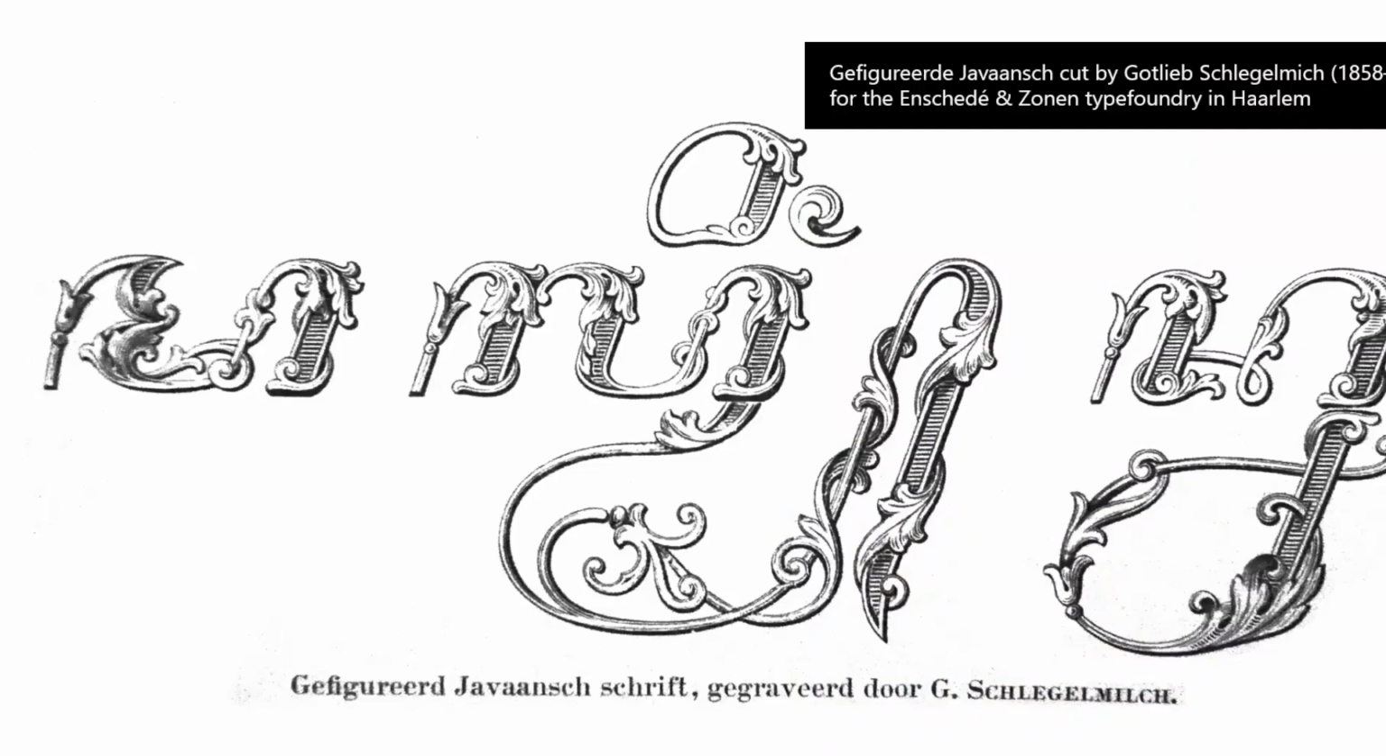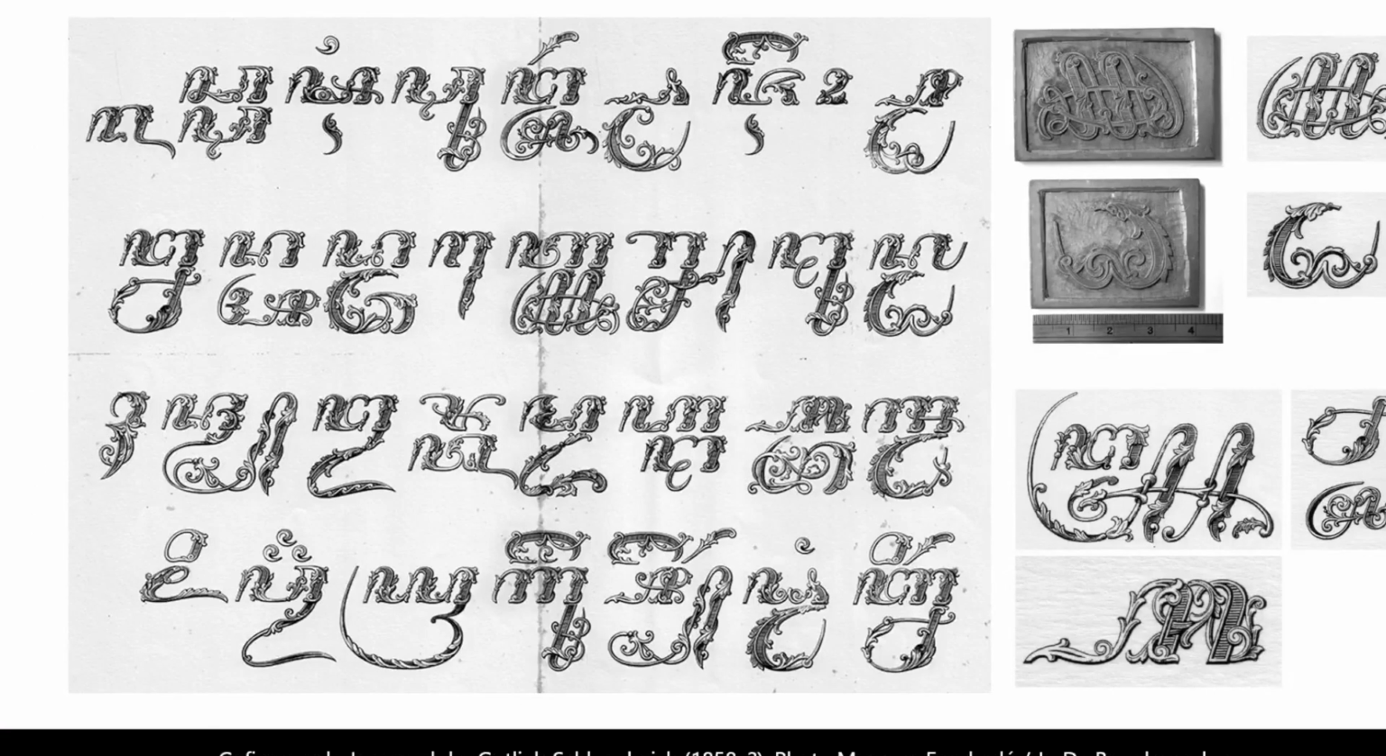And it was not only plain text type that was being developed. Elaborate decorative type was also explored to a quite sophisticated degree. One of the earliest examples is Gefigureerd Javanese, shown here, and the style is so heavily imbued with Baroque and Rococo vibe that I would say it would not look too out of place in places like Versailles.